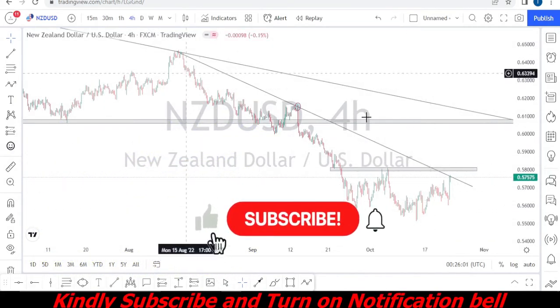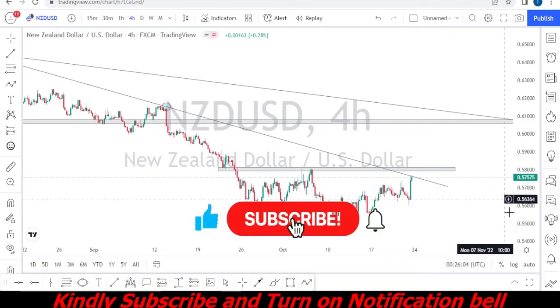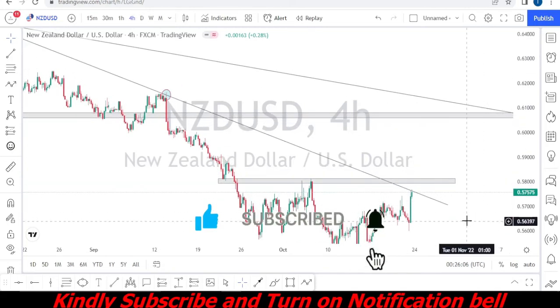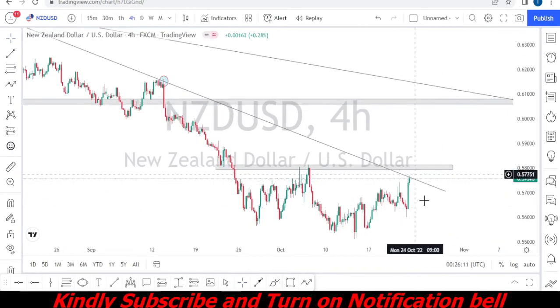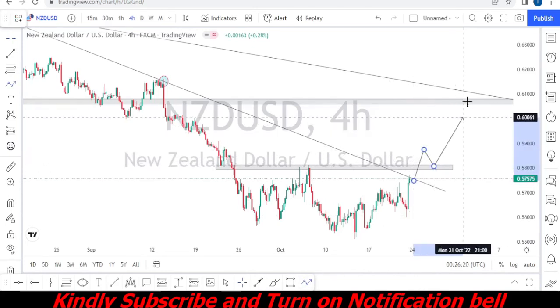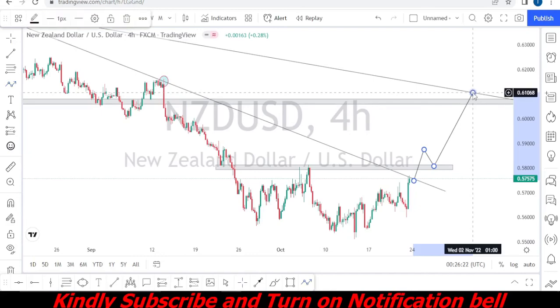So for now, we are at this trend line. Are we going to reject? I don't know. Of course, if we see selling pressure, USD is still super bullish at the moment, so if we see selling pressure, we are going to sell. But should we break above this zone and we see some kind of retest, then I'll be expecting to see price push into this counter trend line.